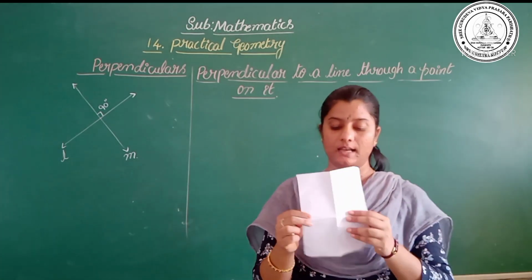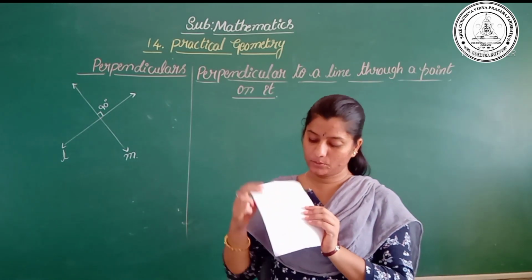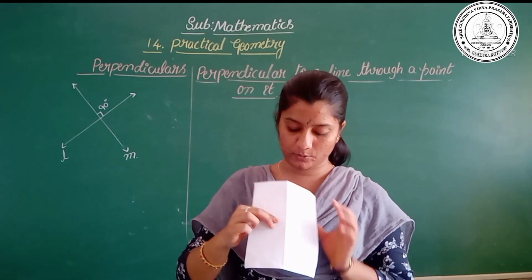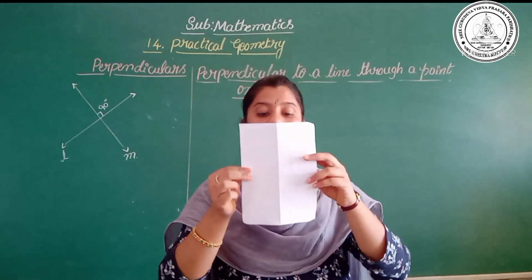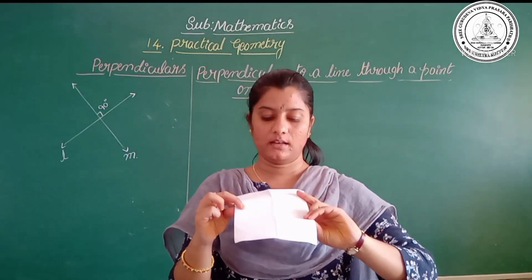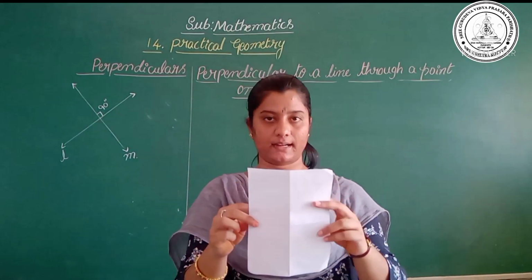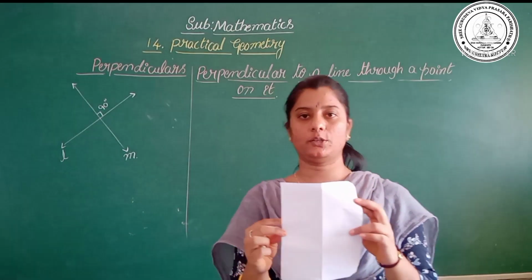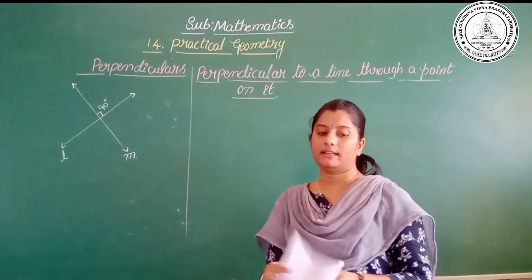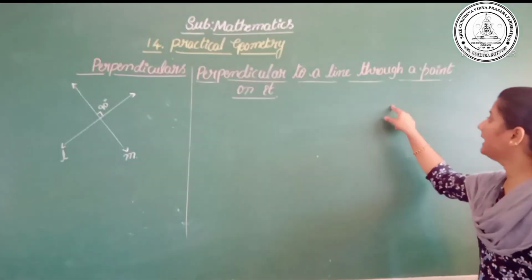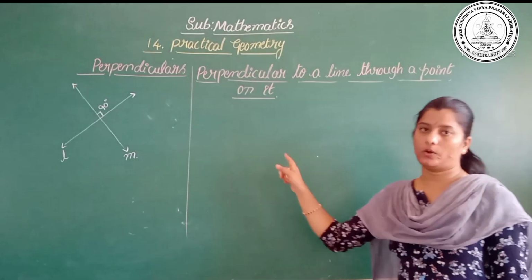Now open it, and you may see here, if two lines intersect at one point and form right angles, then these two lines are said to be perpendicular to each other. Right? Then let's see the perpendicular to a line through a point on it.